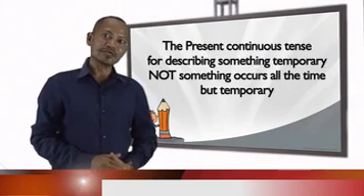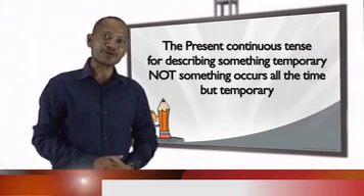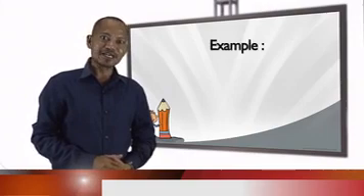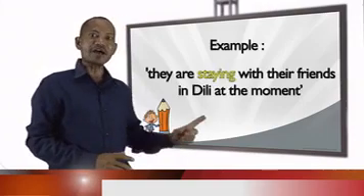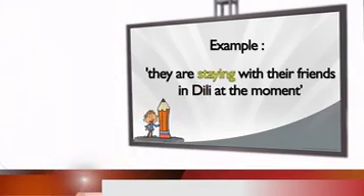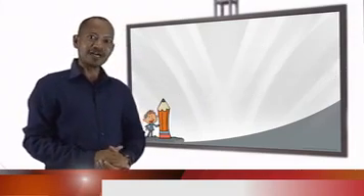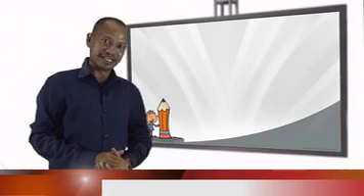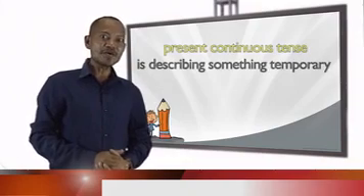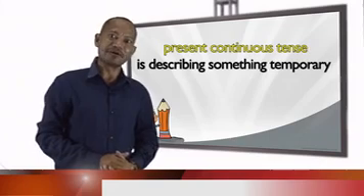We also use the present continuous tense to talk about something that is temporary. Not something that happens all the time, but temporary. Now refer to this example for more detail. They are staying with their friends in Delhi at the moment. We know they live in a house somewhere, not in Delhi, which is their permanent residence. But when they are in Delhi, they are staying with their friends. So the present continuous tense takes the job of describing something temporary.